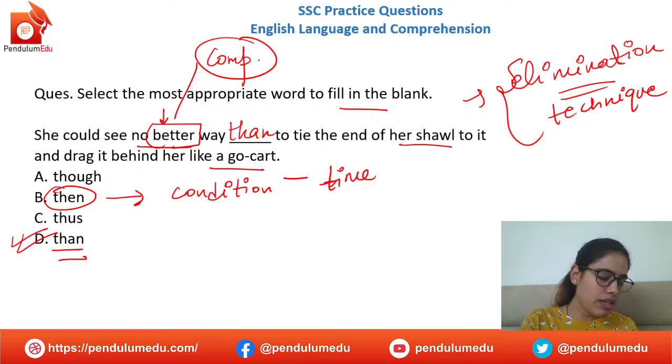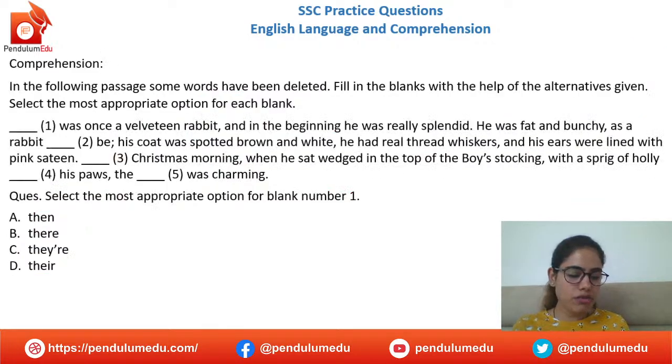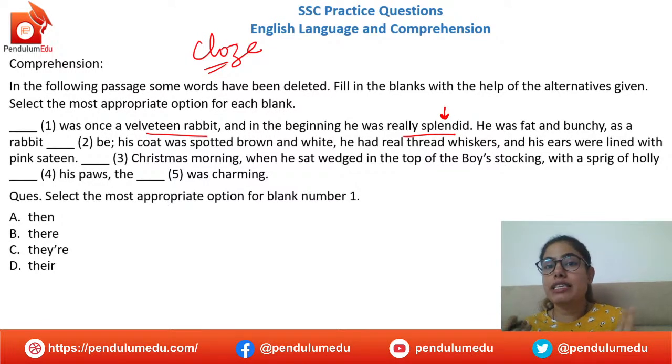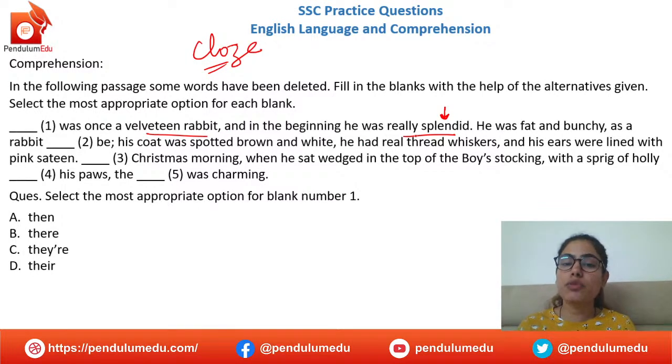Let's now go ahead on to the next one. And here you see the next one. Now we have a closed passage, learners. It says, blank was once a velveteen rabbit. Okay, there was a velveteen rabbit. And in the beginning, he was really splendid. Splendid means energetic, very full of enthusiasm. That is what we're saying, splendid. Like today, I am splendid. I want all of you to be splendid, okay? So blank was once a velveteen rabbit. And in the beginning, he was really splendid. Quickly, Tarun, yes.